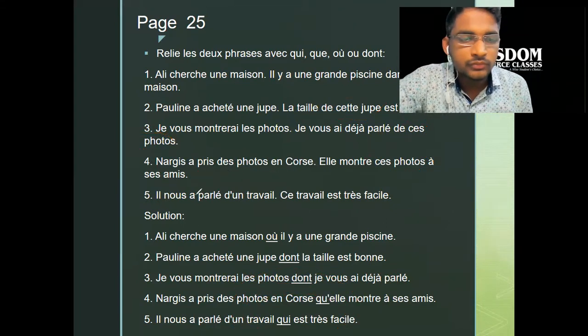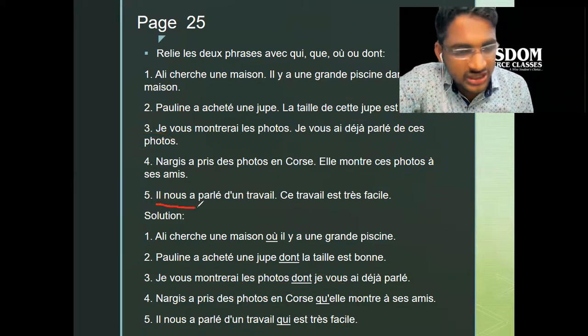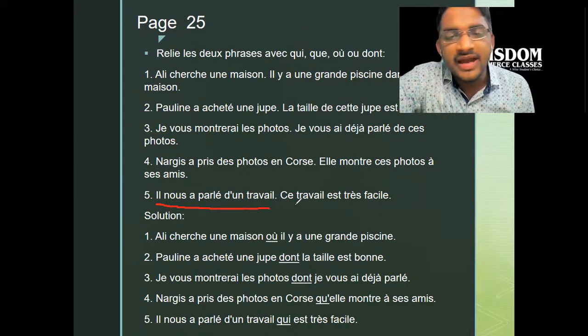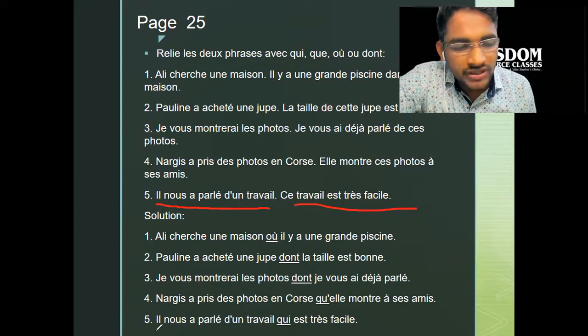So fifth one, Il nous a parlé. He spoke to us about a work, and this work is very easy. So he spoke to us about a work which is very easy.